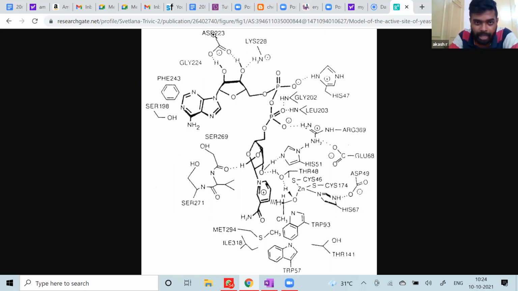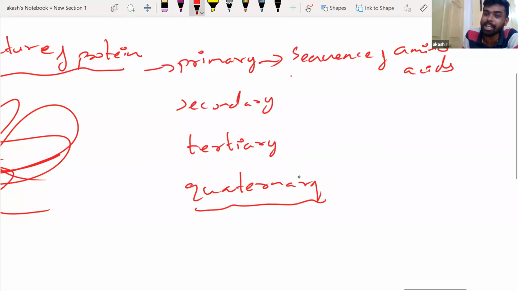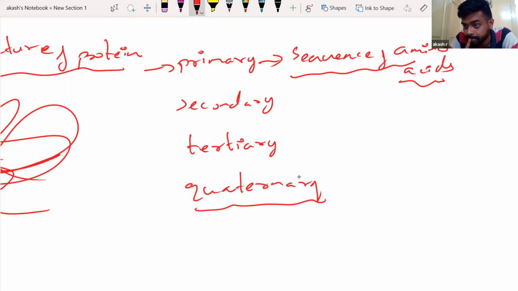You can understand, right? This asparagine, glycine, phenylalanine, lysine, all these things are there. The sequence of amino acids present is what is given by your primary structure. Very easy, right? So all you have to understand is primary structure gives you the sequence of amino acids. Anybody has any questions? Okay, fine. So primary structure basically gives you the sequence of amino acids.